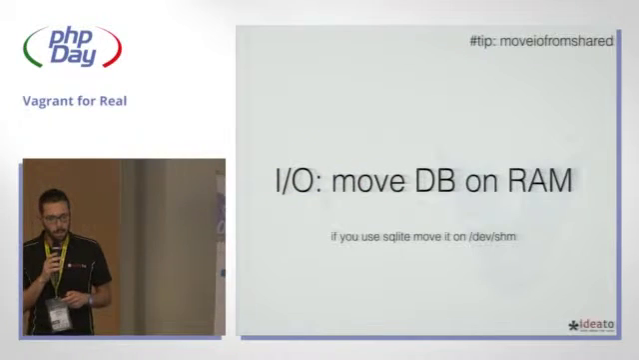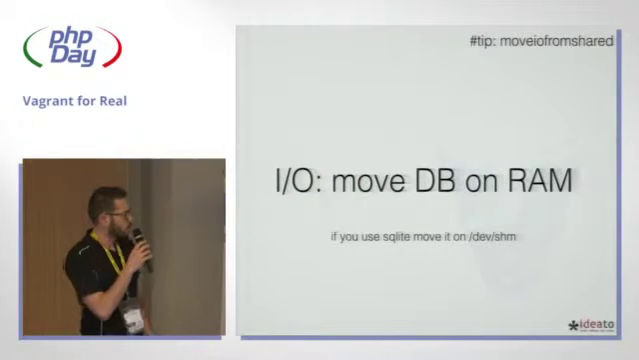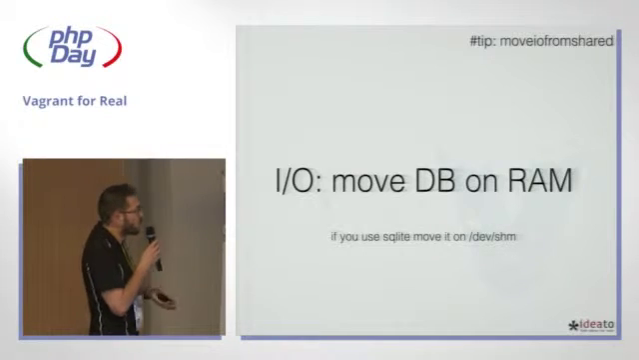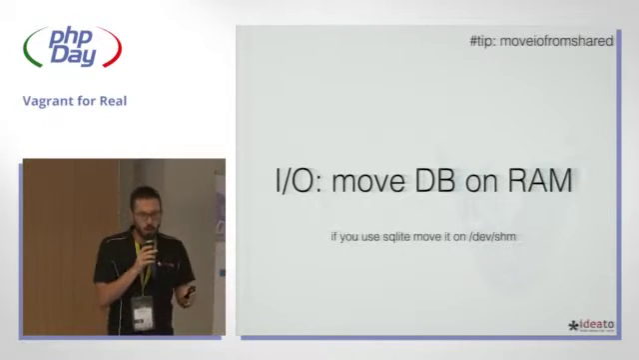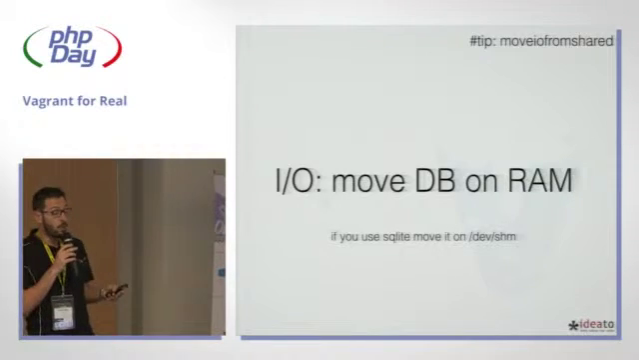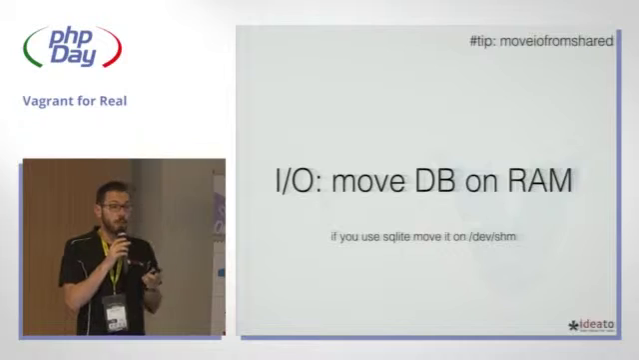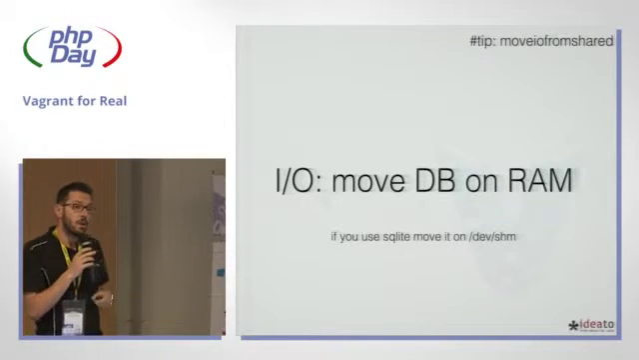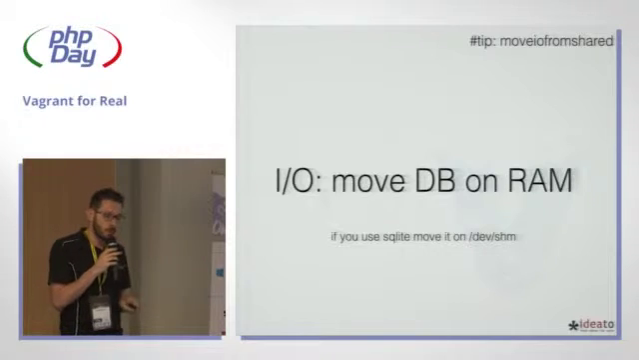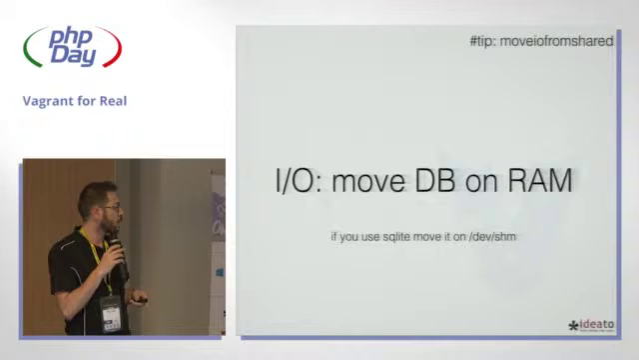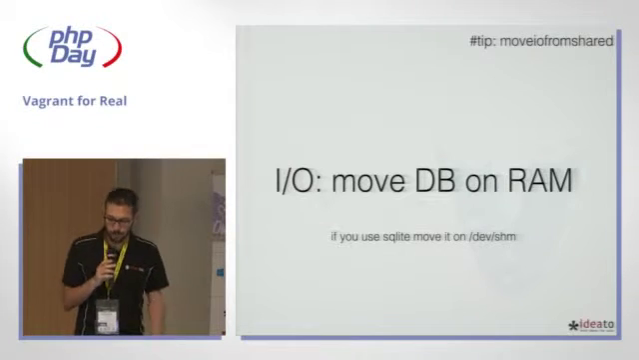I just want to mention it's not totally related to virtual machines because it's good advice in general. If you can, in particular for your integration and functional tests, move your database into RAM, and things will again get better. So if you use, for instance, SQLite in your tests, you can just move it again to /dev/shm and you're done.